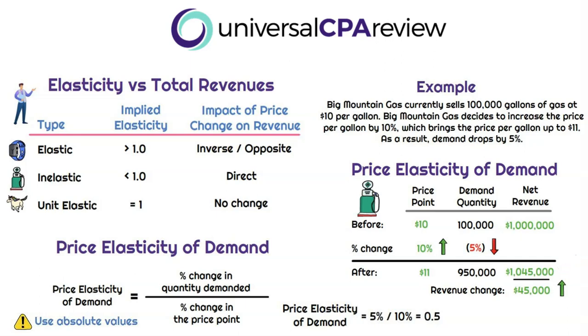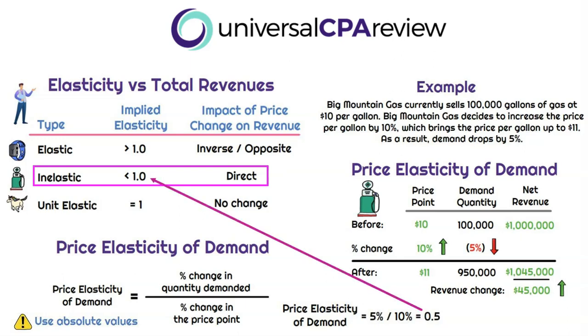Now, if we look back at our chart, the only way we can increase the price and increase total revenue is if the good is inelastic. Well, gasoline is generally inelastic. And when we did our math, when we divided that 5% change in quantity by the 10% change in price, that had a coefficient, or an implied elasticity, of 0.5. So that confirms for us that the gas is inelastic.